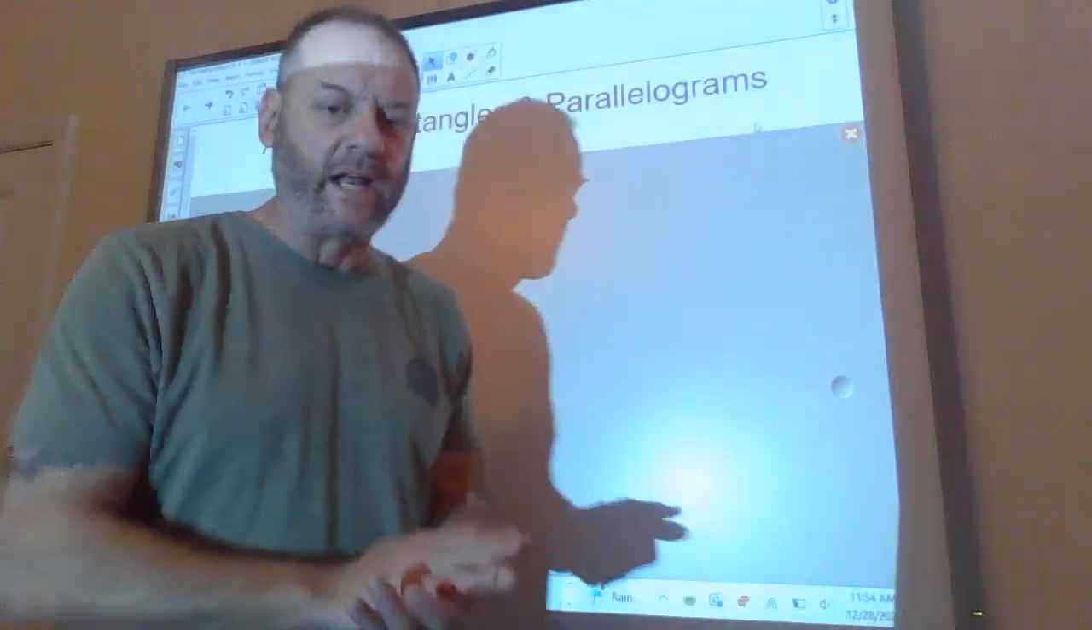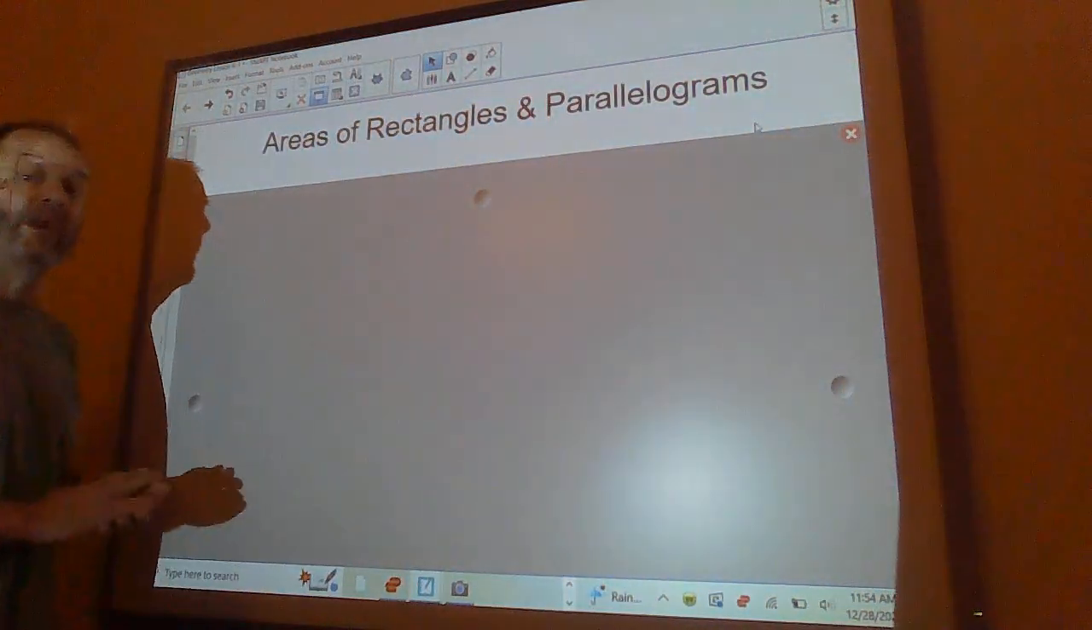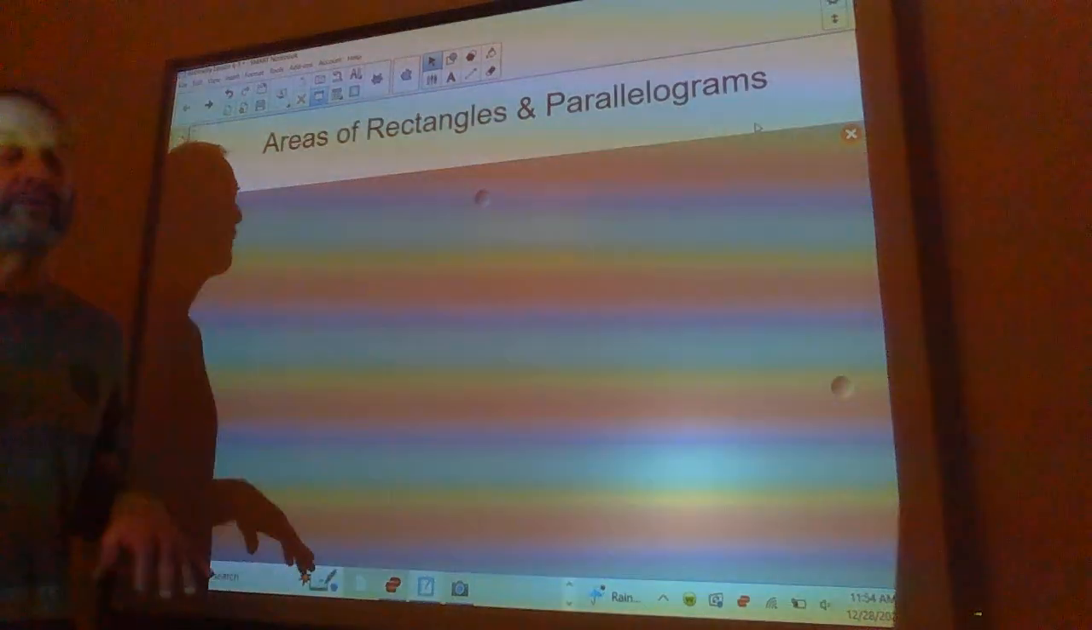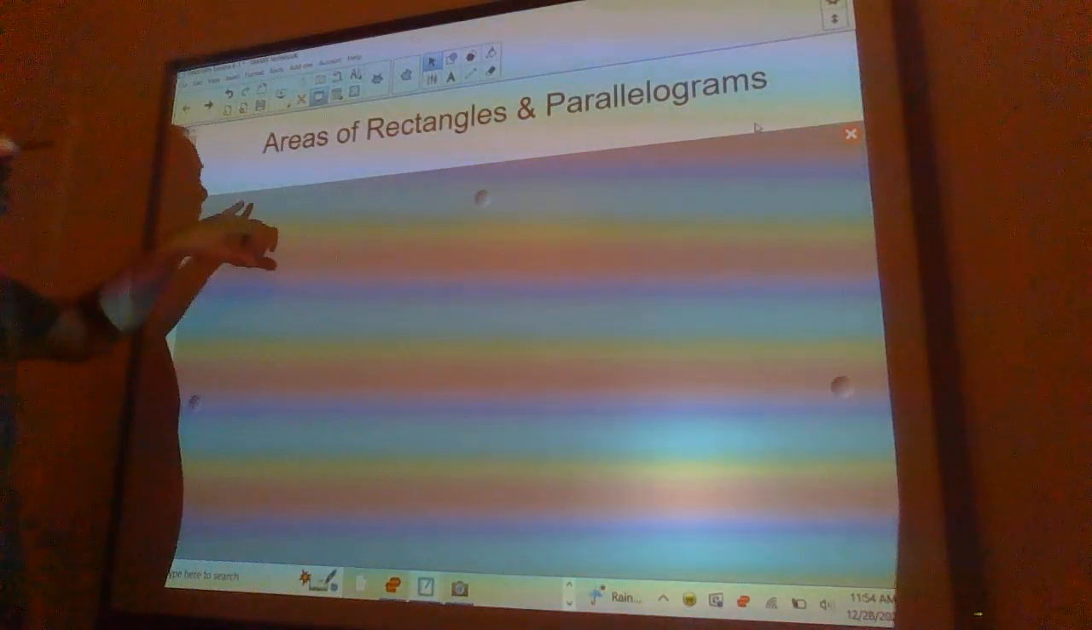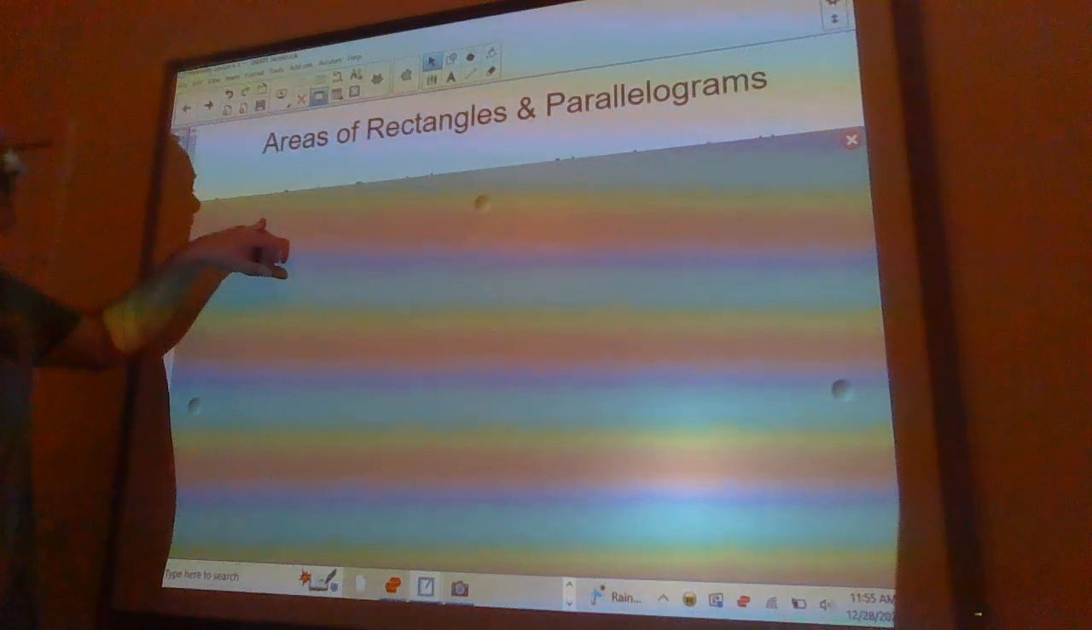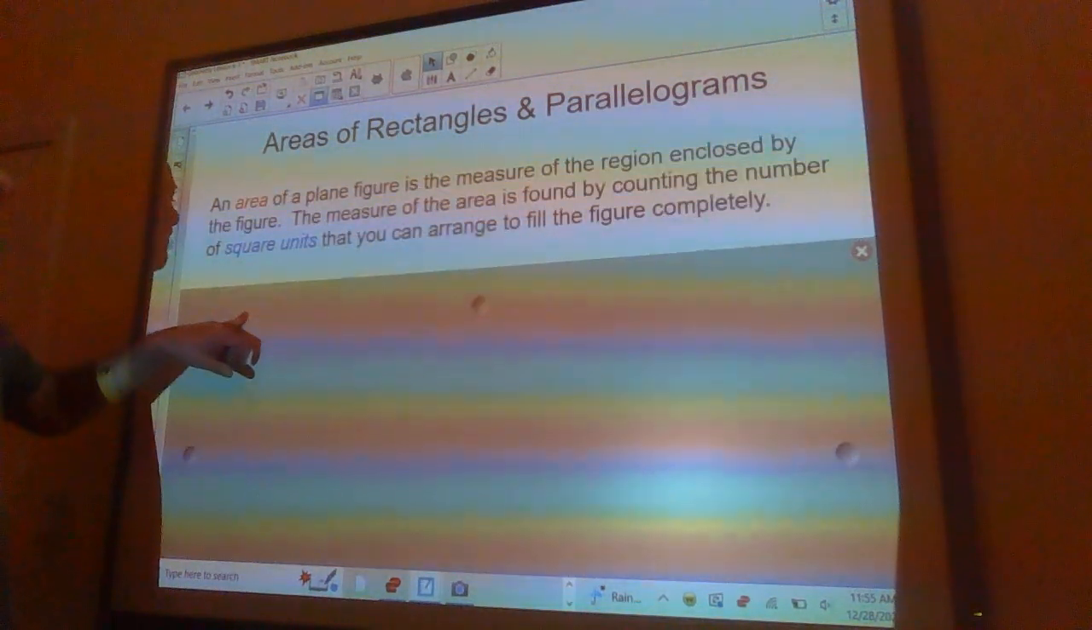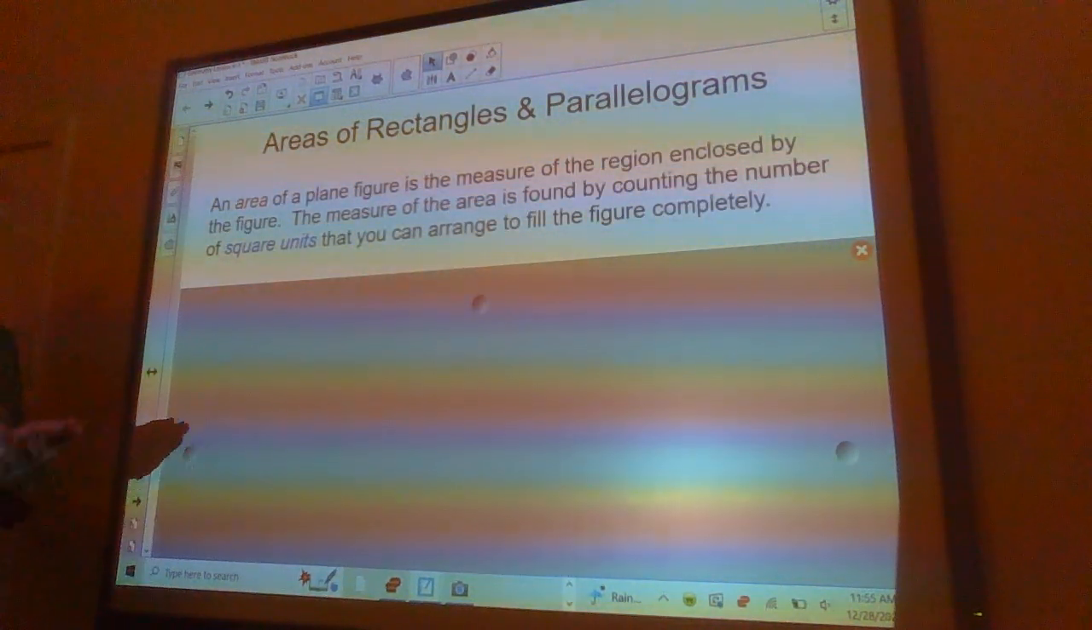Hello, everybody. We got a real easy lesson today on areas of rectangles and parallelograms. This is probably a review. Well, it is a review for my students. So, here we go. First, we're going to talk about the area of a plane figure.